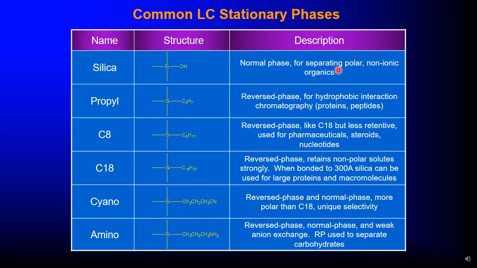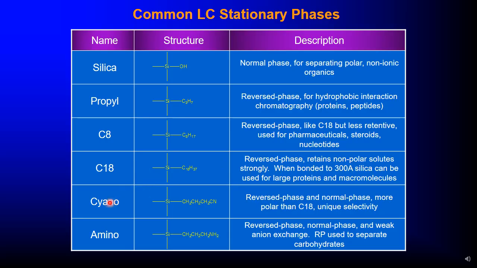It is for separating polar or non-ionic organics. Then propyl, this one is for reverse phase, for hydrophobic interactions. Then we have C8 for reverse phase. Then we have C18 also for reverse phase, non-polar solute strongly.